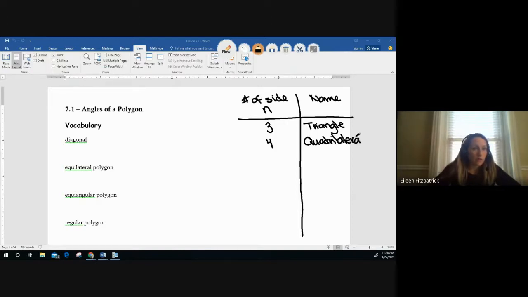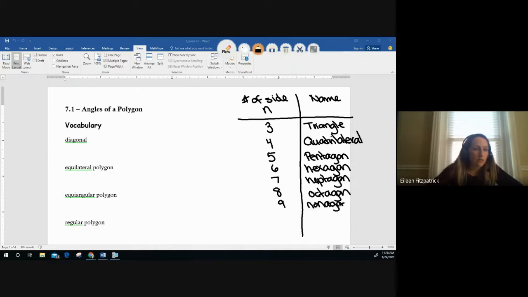So a quadrilateral is any 4-sided figure. A 5-sided figure is a pentagon. We have a 6-sided figure, which is a hexagon. A 7-sided figure is a heptagon. An 8-sided figure is an octagon. A 9-sided figure is a nonagon.